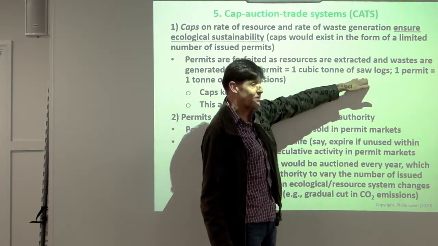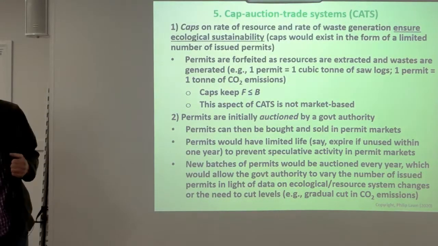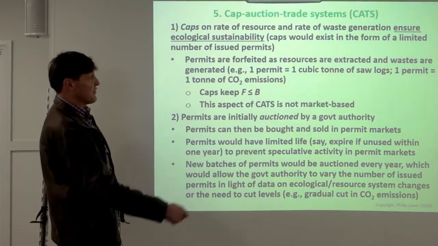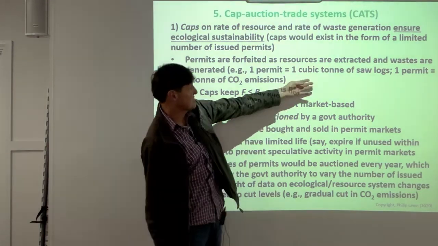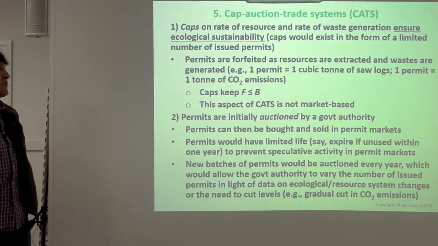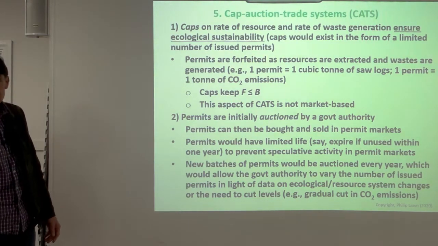Actually, before it goes to the furniture manufacturer, it'd probably go to a timber processor. So perhaps it's the timber processor that would have to buy the permits. But they would forfeit the permit once they've acquired the 1 cubic tonne of saw logs. And then on the waste side, 1 permit equals 1 tonne of CO2 emissions. Sorry, that needs to be broken down even further into whether it's hardwood and pine. Yes, of course, that's very basic. And it would depend on the location as well. Certain timber grows faster in one part of the world or one part of the country or one state relative to another and so forth.